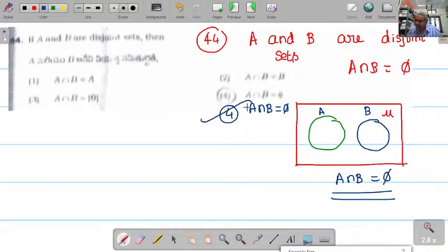So disjoint means two sets are not having common elements, also called non-overlapping. They don't have any common element. So that's why obviously A intersection B is equal to phi. Right.